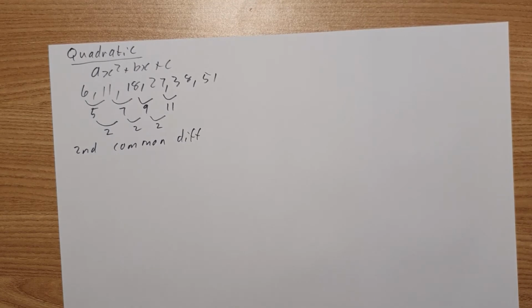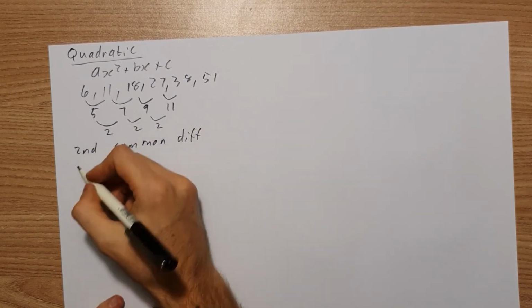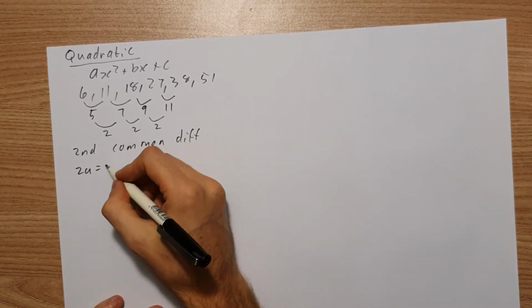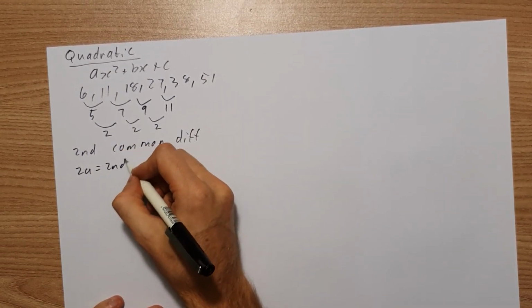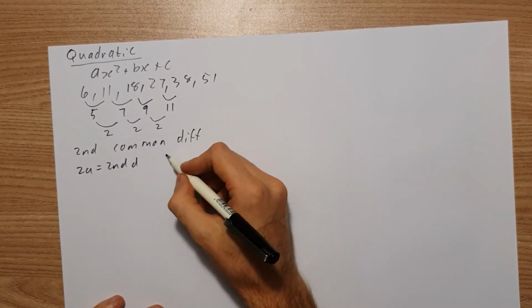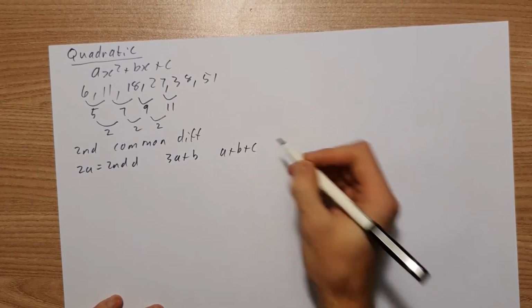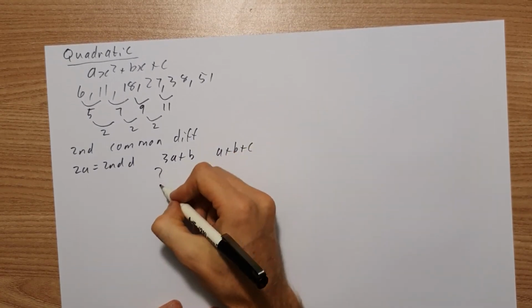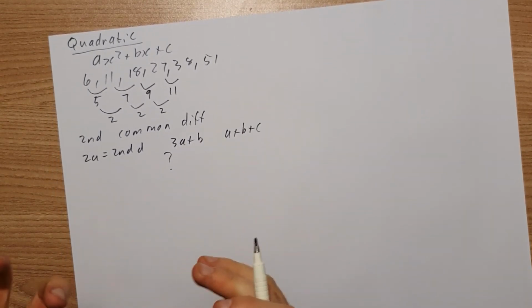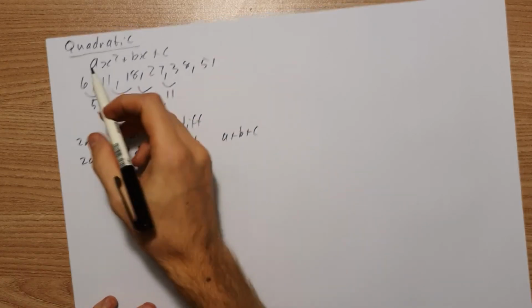Now sometimes we get told we have to memorize how to solve this, because then you have to use the following: 2a equals your second difference, and then you have to use 3a plus b and then a plus b plus c. But where does all of this come from? Well, let's have a look at the quadratic equation.